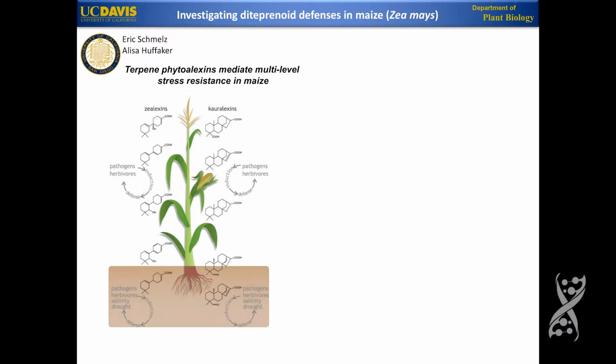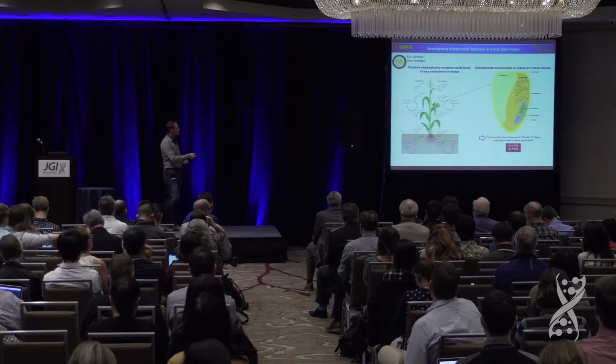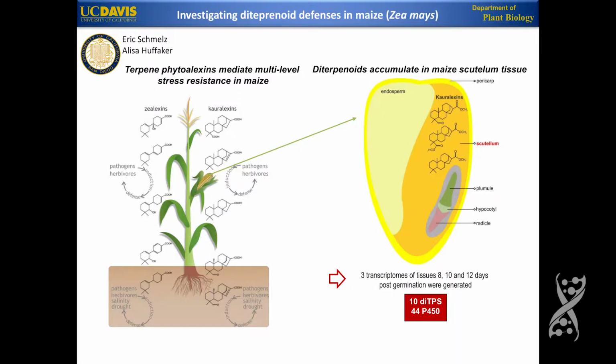Again, first step was metabolite profiling. And interestingly, what we found was that these compounds are particularly abundant in the scutellum, the part of the kernel that feeds nutrition to the embryo eventually, and we find these compounds quite abundant in these very early stages of maize development. So we isolated quite a bit of this scutellum tissue. Again, we did transcriptome sequencing and found 10 diterpene synthases and just about 40 cytochrome P450s. And that's a good number. This is what we usually would expect in a grass to see this size of enzyme family.